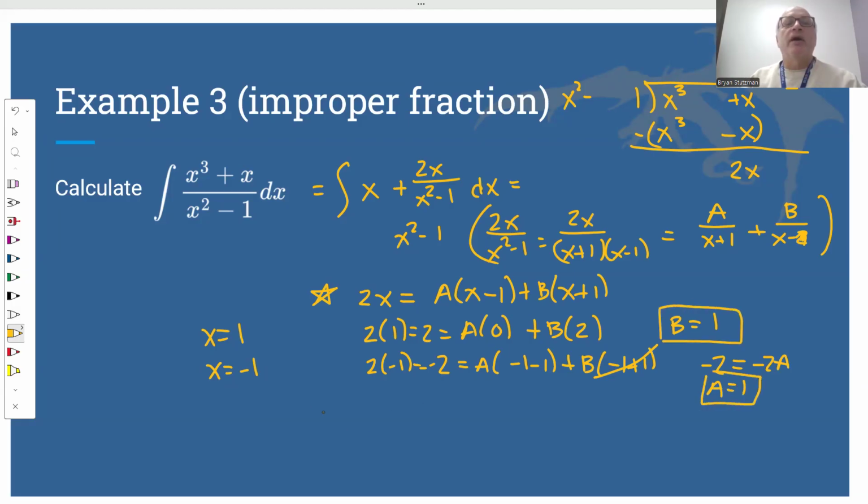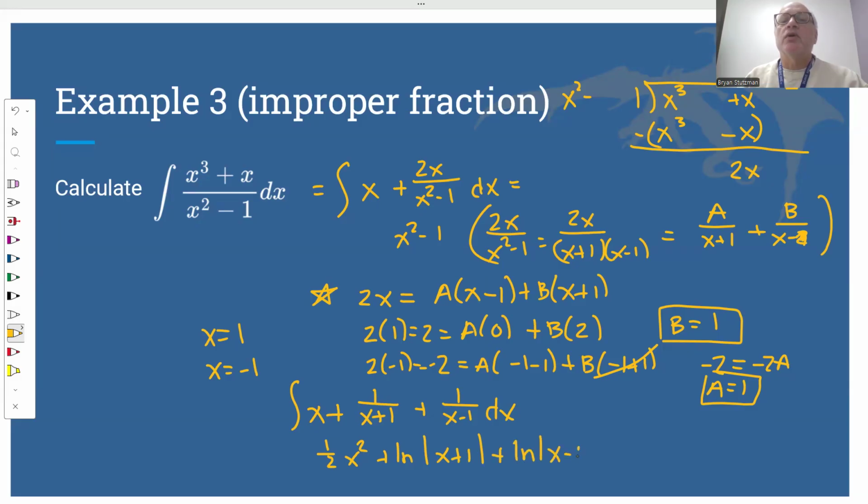So I can rewrite my integrand as the integral of x plus 1 over x plus 1 plus 1 over x minus 1. Find the antiderivative of each separately. Use my power rule for the x. It's 1/2 x squared plus natural log of x plus 1 plus 1 times natural log of x minus 1.